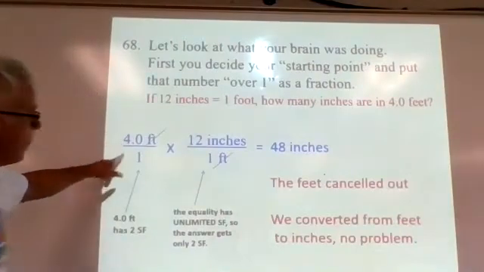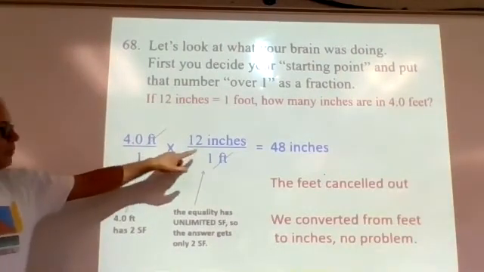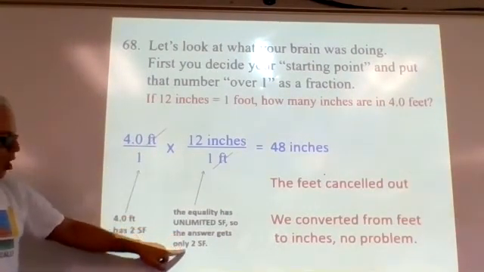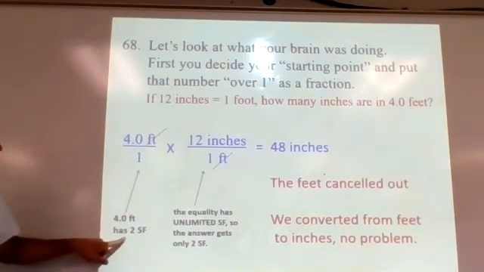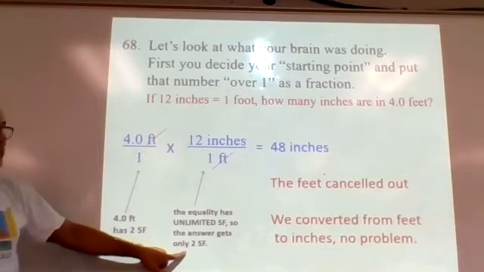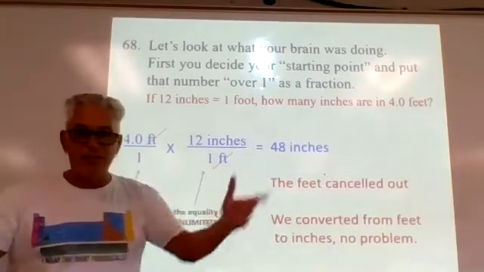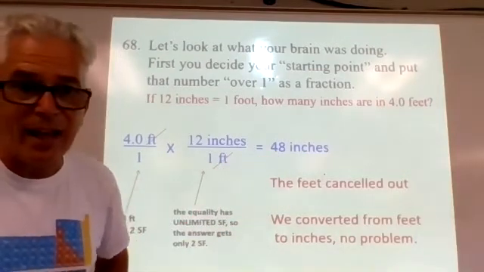Look, we got it right. 4 feet times the conversion factor. This has unlimited significant figures, right? This has 2 significant figures. The answer gets 2 significant figures. So the significant figures are still significant, and here we are.